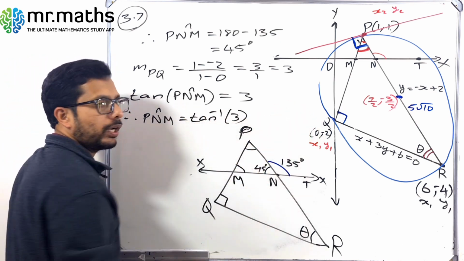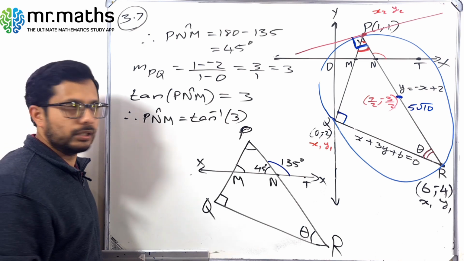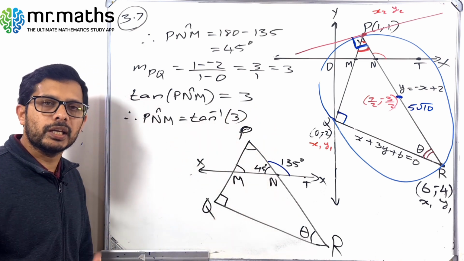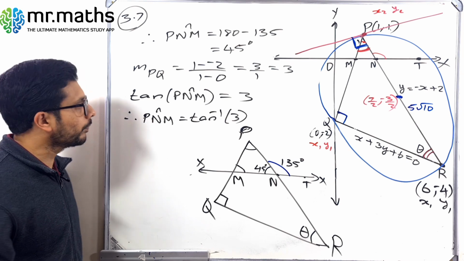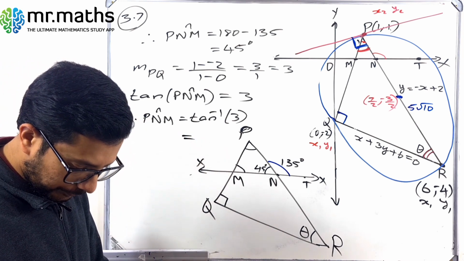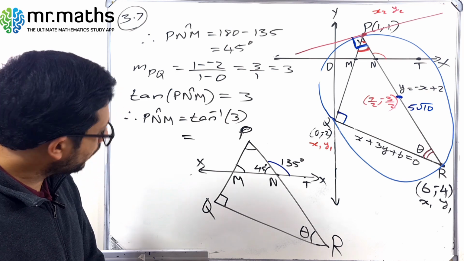Here you don't want to add 180. Do you know why? Because here the gradient is positive. When it is negative, you have to add 180. So check in your calculator. What is tan inverse of 3 here?